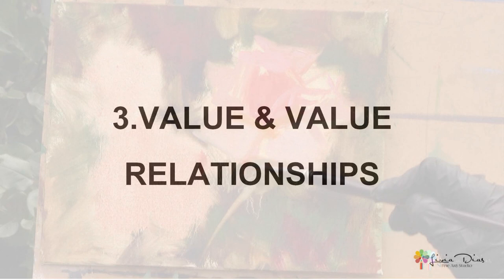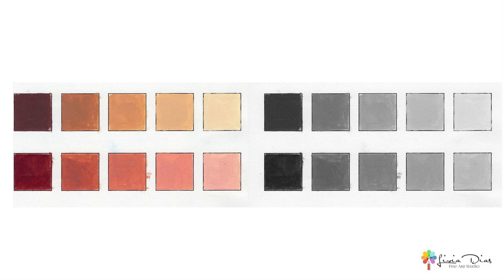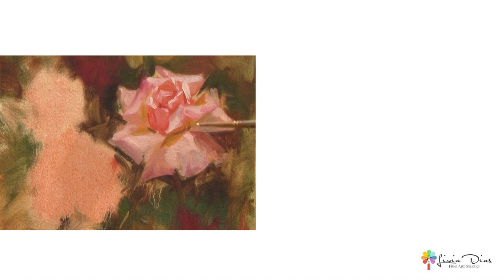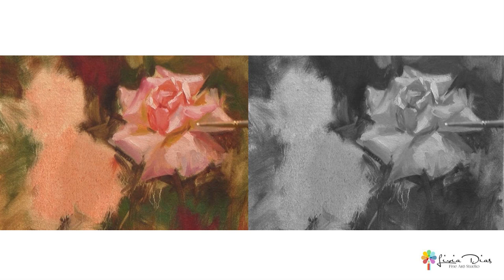The next principle is value and value relationships. Value is about light and dark. Value is one aspect of color, and its job is to give form and three-dimensionality to your subject. Relating values and knowing how to differentiate them well will make the petals look like they overlap each other. It will make them recede or advance or turn around. Value hides behind color. So when you take the color aspect away, you can see value more clearly.